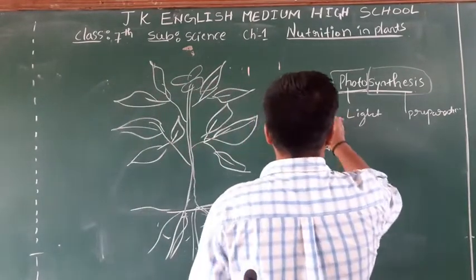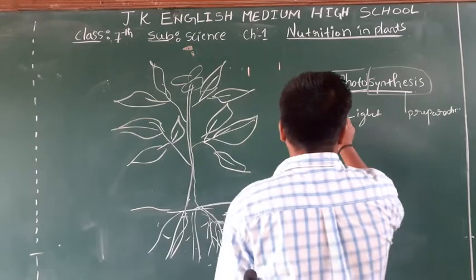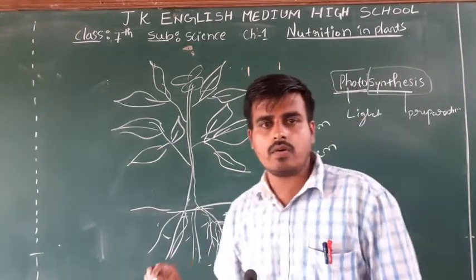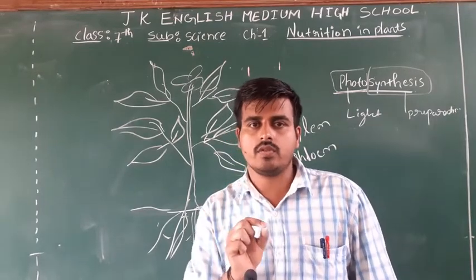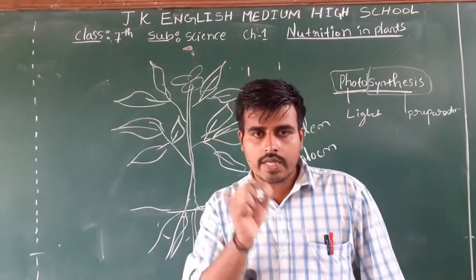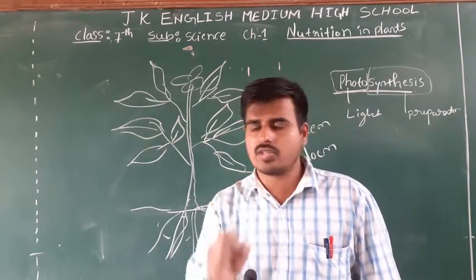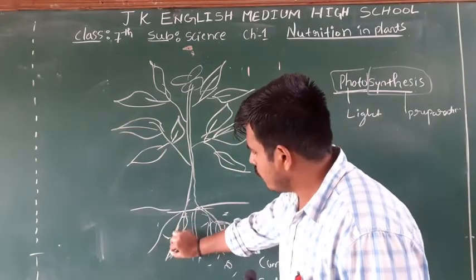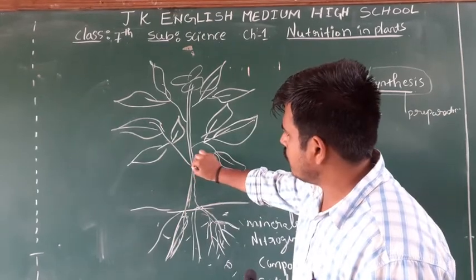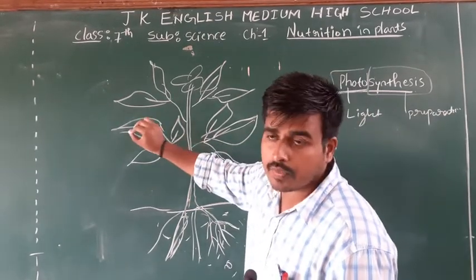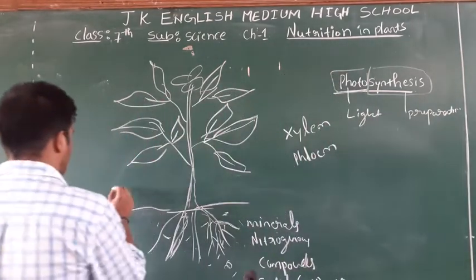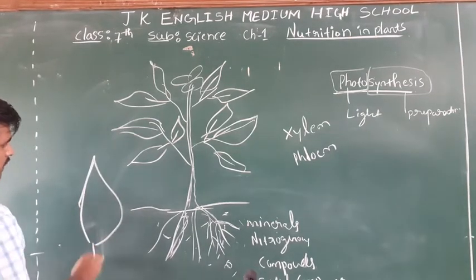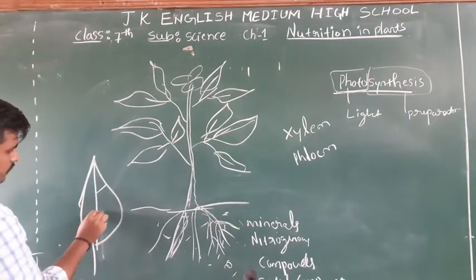Xylem and phloem are tube-like structures. I hope you observed straws. Straw-like structures, thin tube-like structures, are found in roots. Those tube-like structures run from roots, from the stem to every leaf. Even you have observed in every leaf there are structures like this, no?